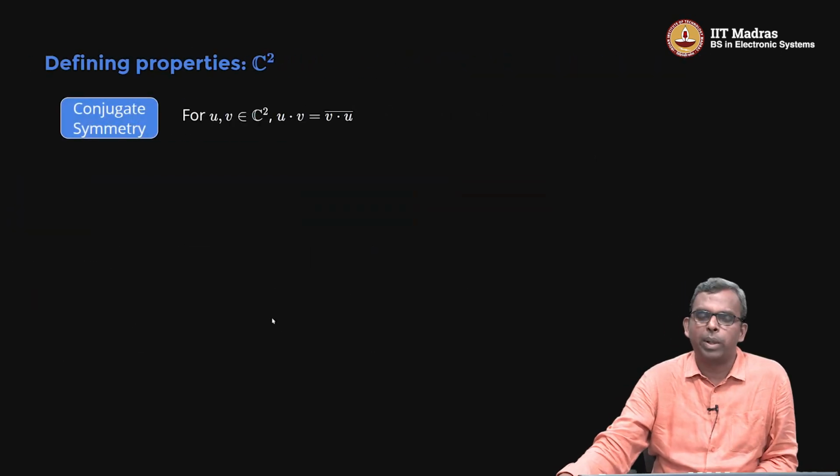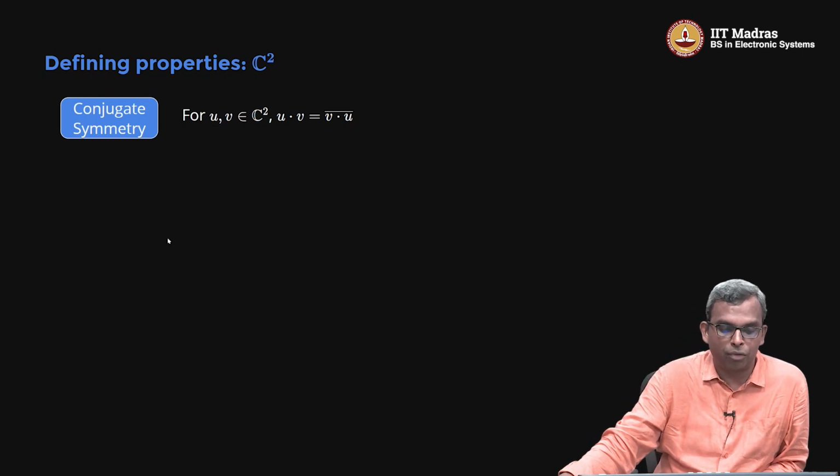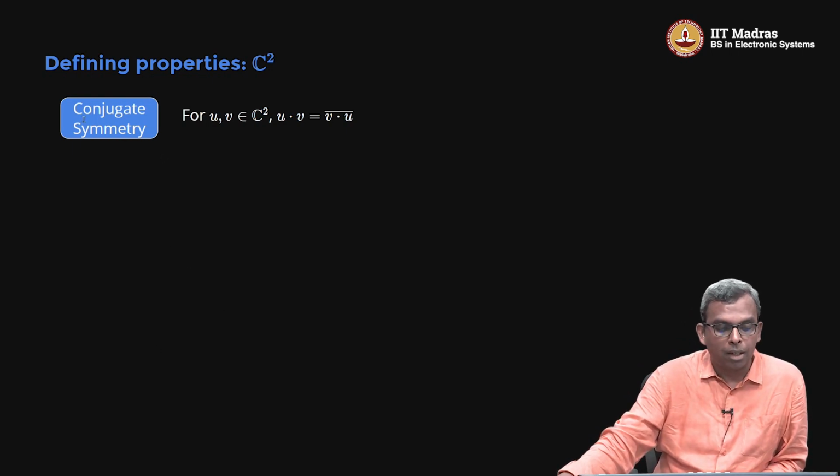Okay, so let's quickly see some properties. Here are three defining properties that we will see. The first property is conjugate symmetry. I pointed this out already. If you have u, v in C2, then u dot v and v dot u are not the same. In R2, of course, they are the same, but in C2, they are not. The relationship is basically that u dot v is the conjugate of v dot u.